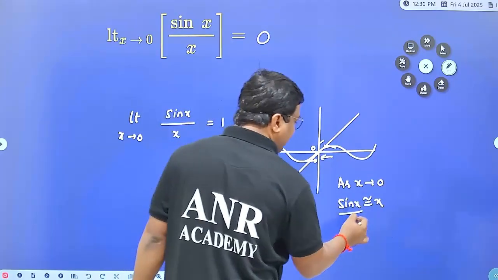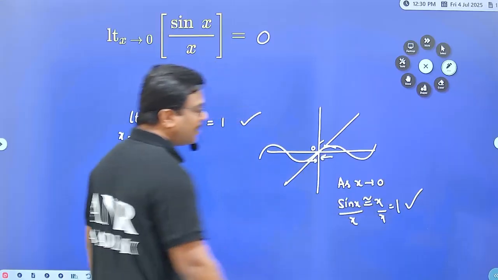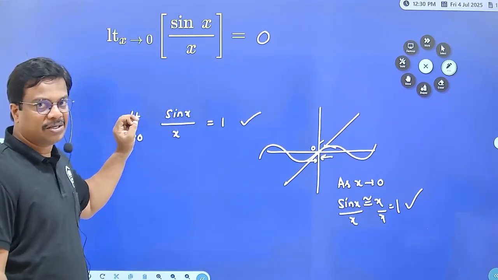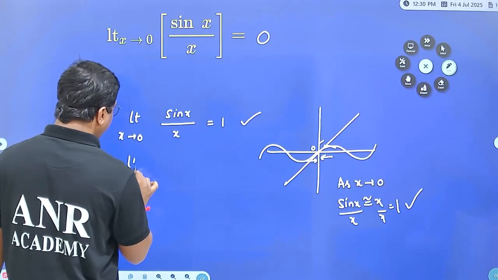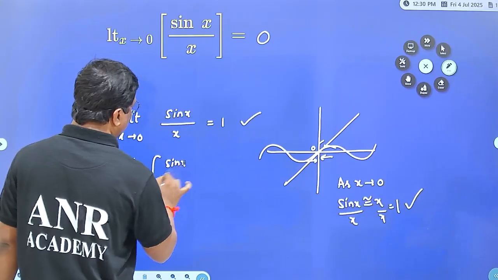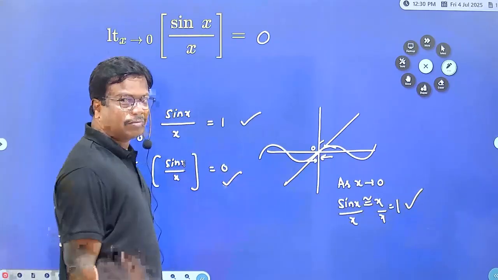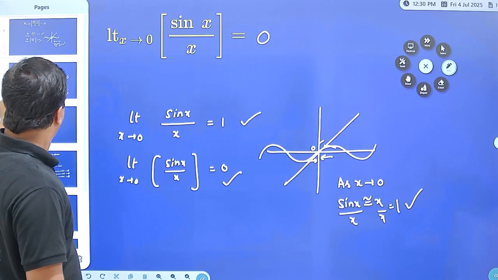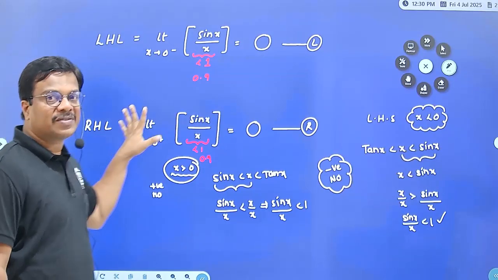When you divide with x, automatically it gives the result 1. Due to that reason, limit x extends to 0 of sin x by x equals 1. You know this. And when you apply the step function, step of sin x by x gives the value 0. This is the proof of limit x extends to 0 of step of sin x by x.